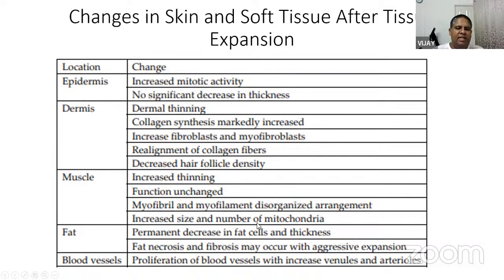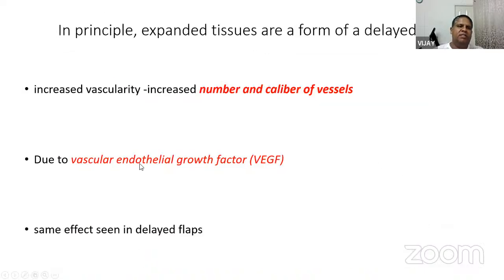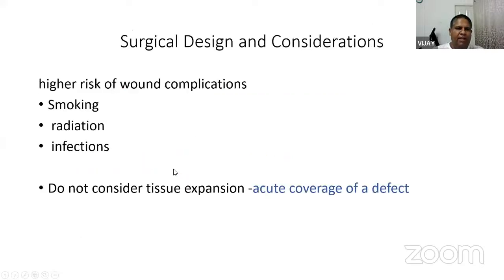There is an increase in the size and number of mitochondria. Fat permanently decreases in cell and thickness. Fat necrosis and fibrosis can also occur. There is a good proliferation of blood vessels with an increase in venules and arterioles. In principle, the number of vessels is usually increased due to the vascular endothelial growth factor.